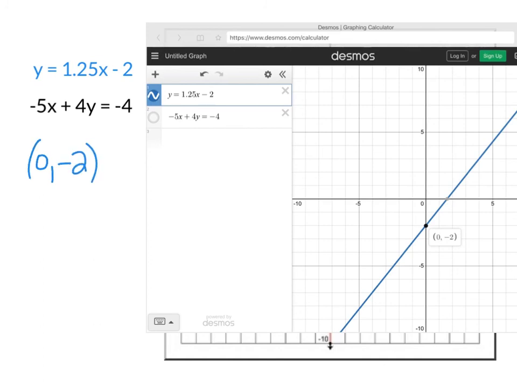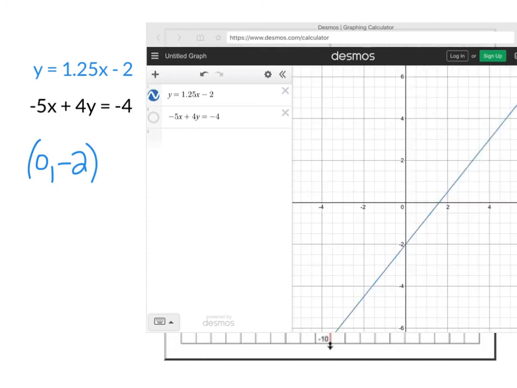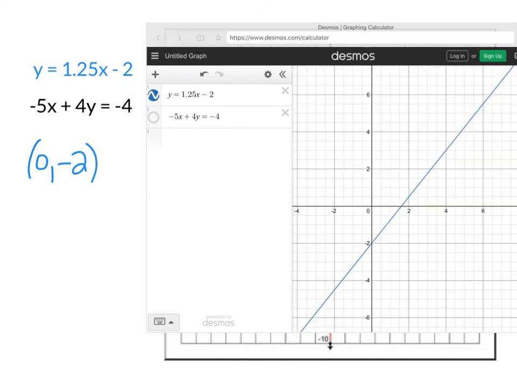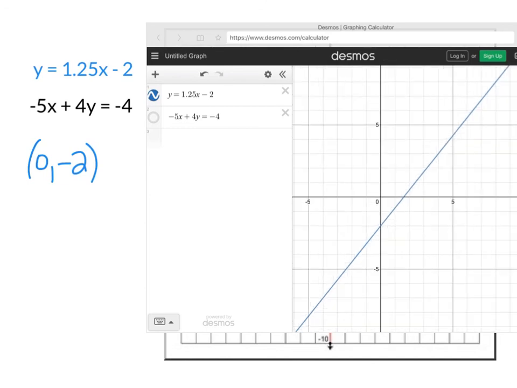But if you look for this one, the x-intercept is not pretty. 1.6 is not something we can graph exactly. So we need to find another point that does work. So what you do is you zoom in. I still want it to count by ones. There we go. So I have this point here.